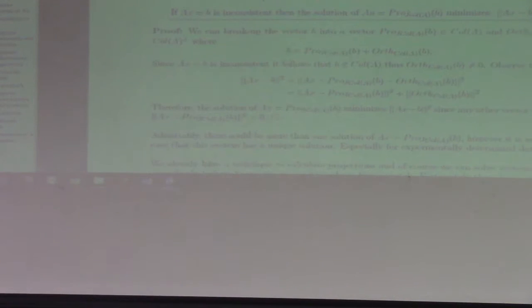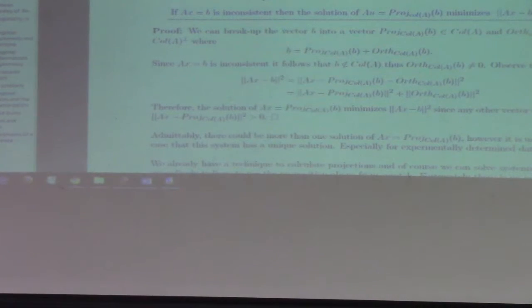What I'm about to derive for you are the so-called normal equations. The normal equations say basically this: if you want to find the next best thing to a solution, the closest thing to a solution that you have in the case that the system is inconsistent, you can solve the so-called normal equations. Let me derive them for you.